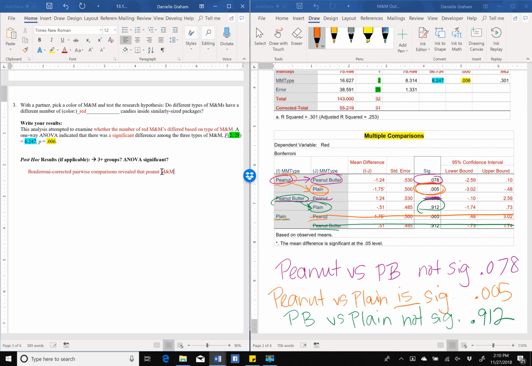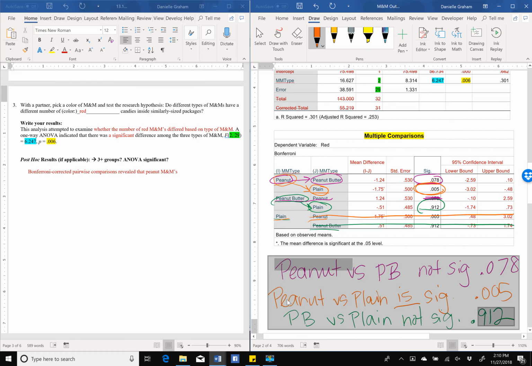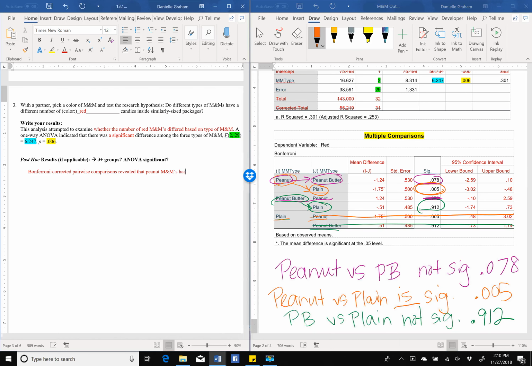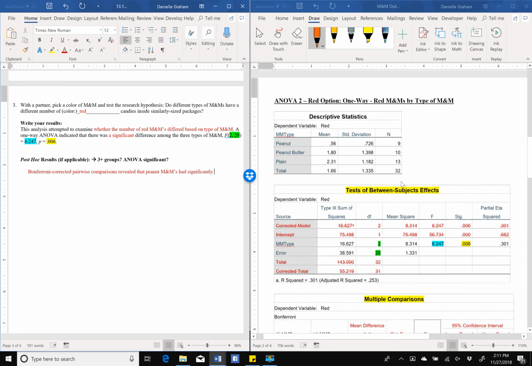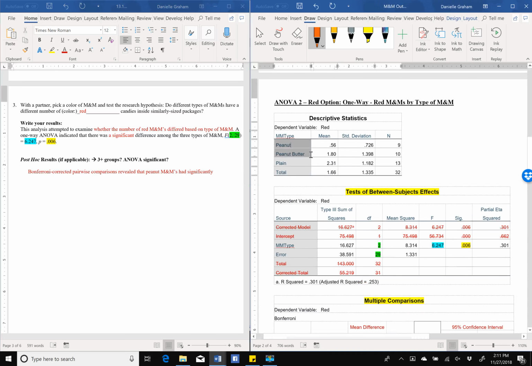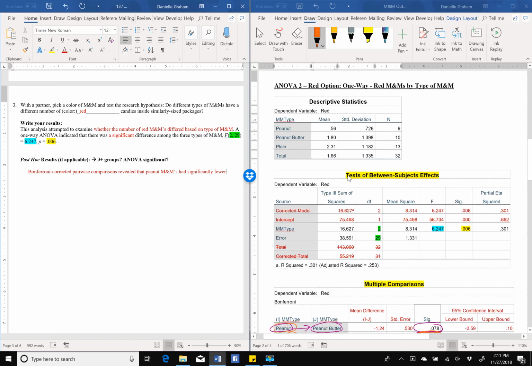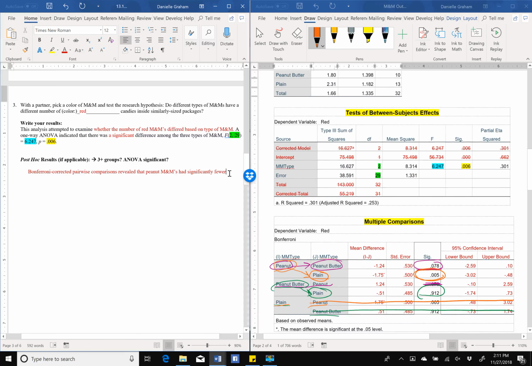peanut M&Ms, so I'm going to start with the significant one, right? Over here, the second one. So peanut M&Ms had significantly, do they have more or less than plain? To find that out, we have to go up to our descriptives. So if we're comparing peanut and plain, the mean for plain is 2.31. The mean for peanut is 0.56. So peanut M&Ms had significantly fewer, right? Because 0.56 is lower than 2.31. Red M&Ms.